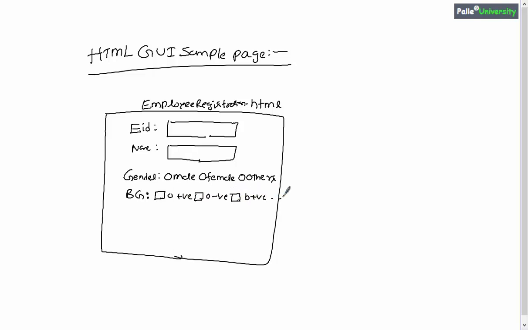But anyhow, you remember, it is not a good approach to use checkboxes for displaying the blood group values, because checkboxes will allow multiple selection. But anyhow, though it is inconsistent or incorrect, just for showing the sample, I am taking the checkboxes over here for blood group.